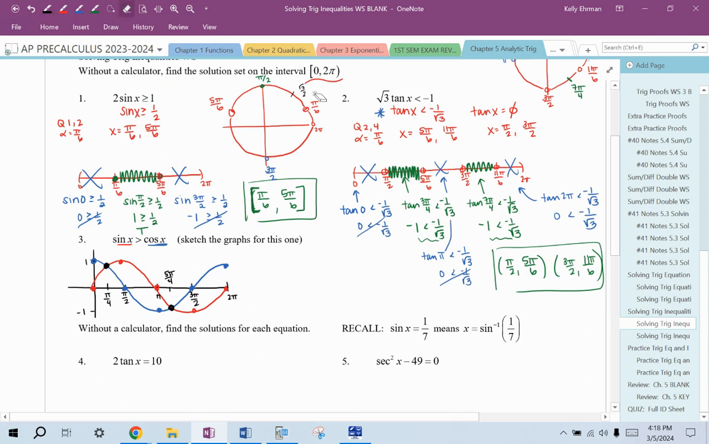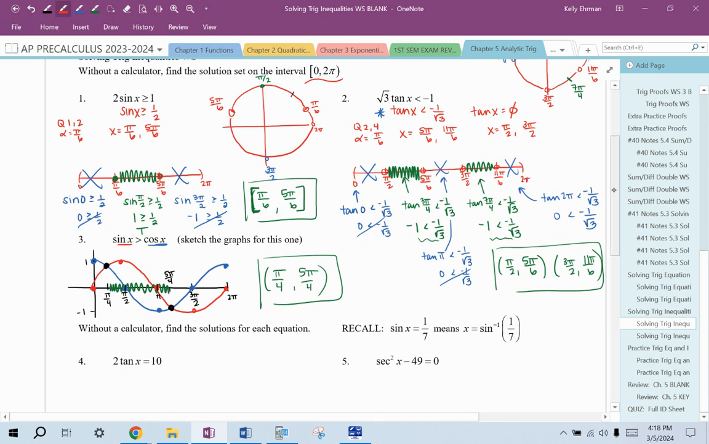You're in quadrant 3. Okay, so it's on that interval, right? It's right here. This red section is above the blue section from pi over 4 to 5 pi over 4. Are we including the endpoints? No, because this just says greater than. So pi over 4 to 5 pi over 4 would be the solution set for that problem.